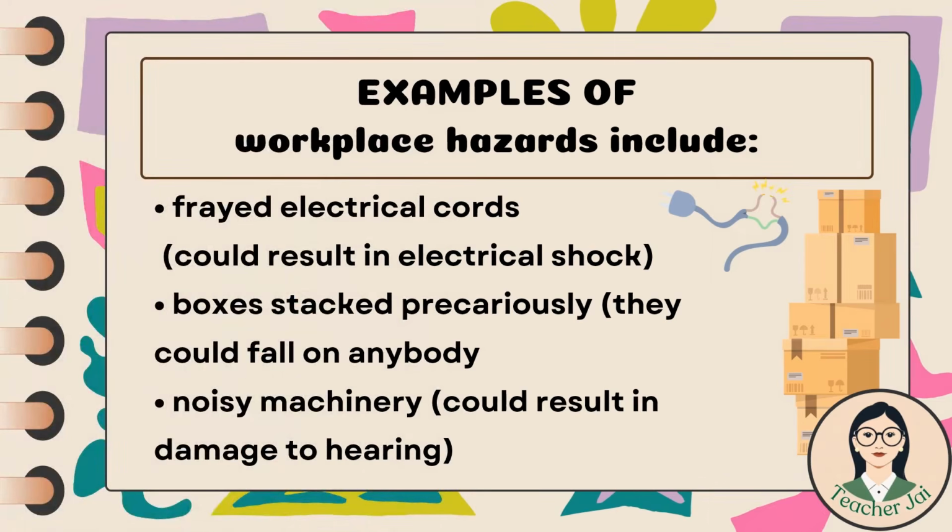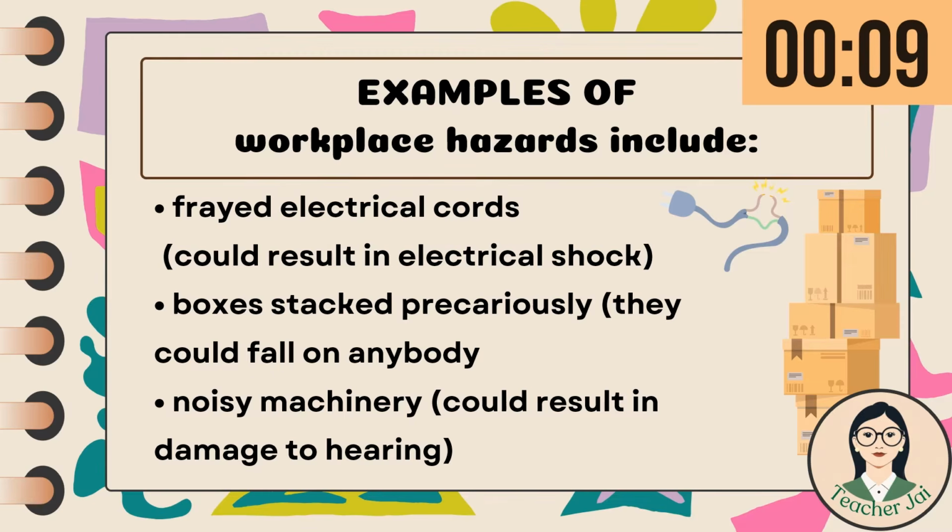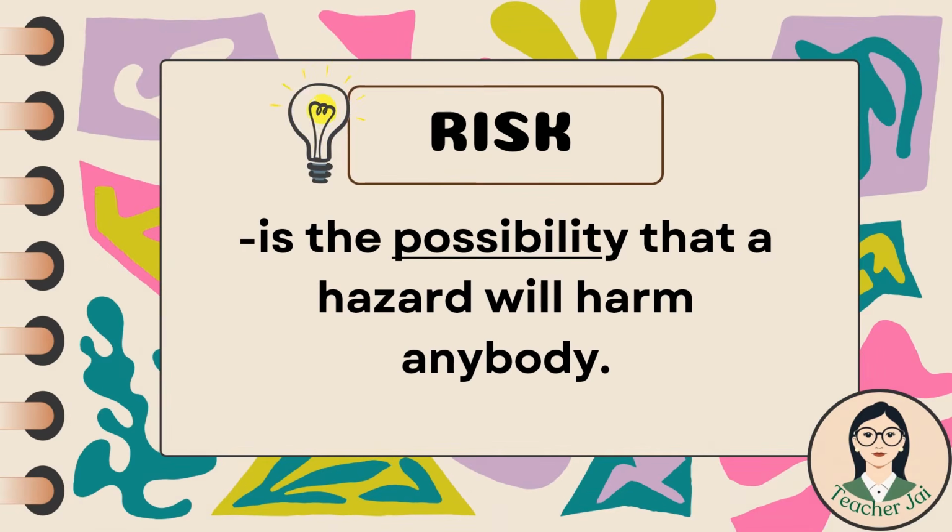Here are some examples of workplace hazards. Frayed electrical cords could result in electrical shock. Boxes stacked precariously could fall on anybody, and noisy machinery could result in damage to hearing. Can you think of any other examples? A risk is the possibility that a hazard will harm anybody.